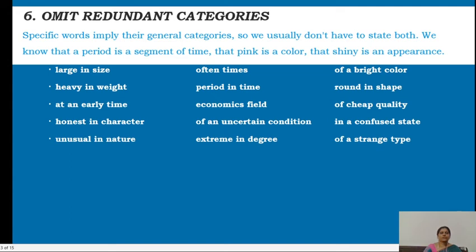Sometimes specific words imply their general categories, so we usually do not have to state both. We know that a period is a segment of time, that pink is a color, that shiny is an appearance. Shiny appearance is a category; shiny belongs to that category. Pink color is a category; pink belongs to that category. Sometimes we come across such categories also.